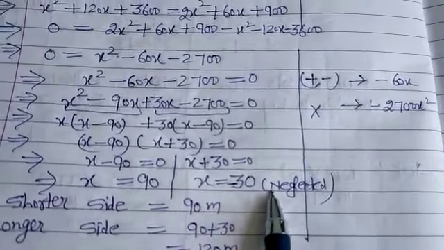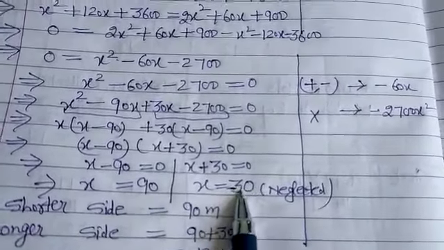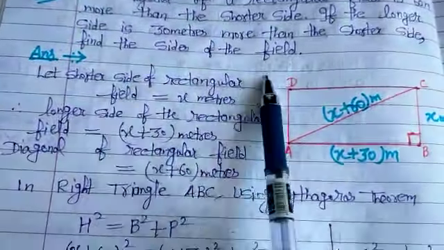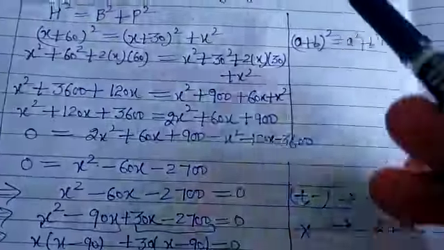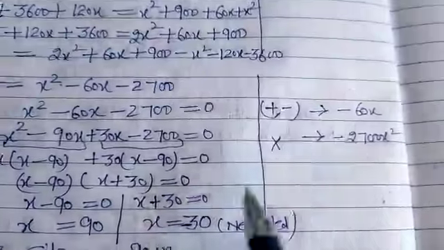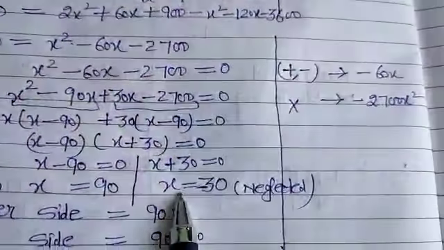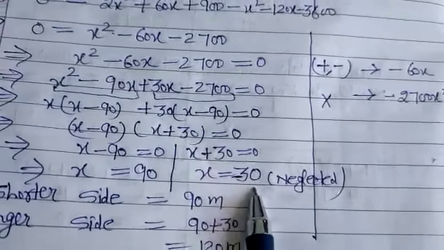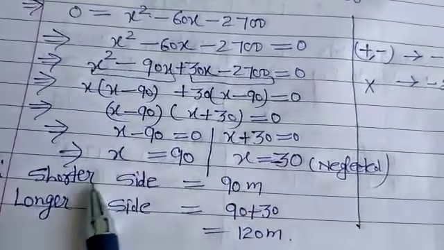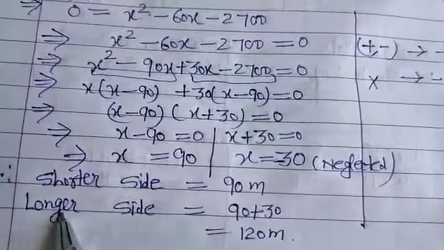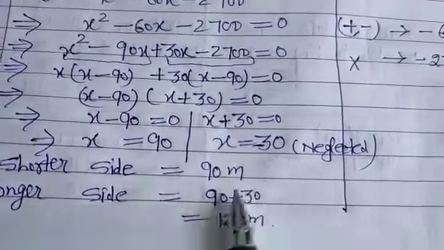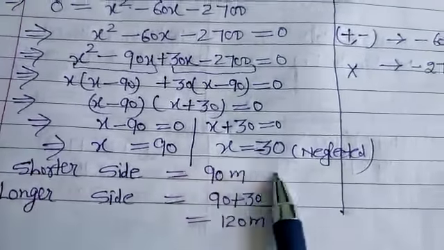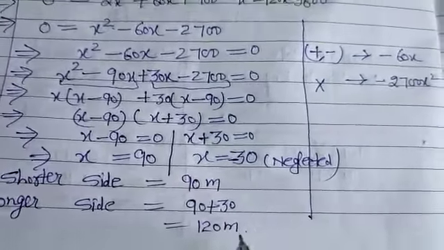We can neglect this value because, you see, in the very first line of the answer I have taken x as the shorter side of the rectangular field, that is the breadth of the rectangular field. Breadth or length can't be negative, so this value is neglected here. We will take only this value. Therefore the shorter side is 90 and the longer side is 30 meter more, so 90 plus 30 is 120 meter. So this is the right answer: shorter side is 90 meter and longer side is 120 meter.